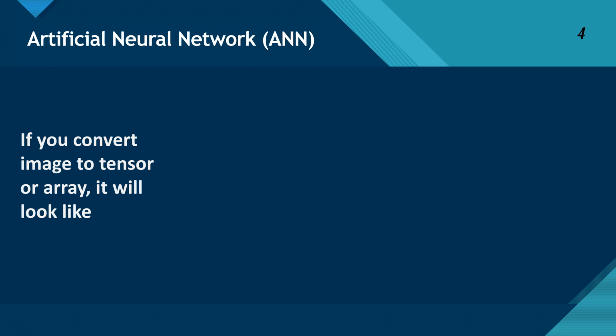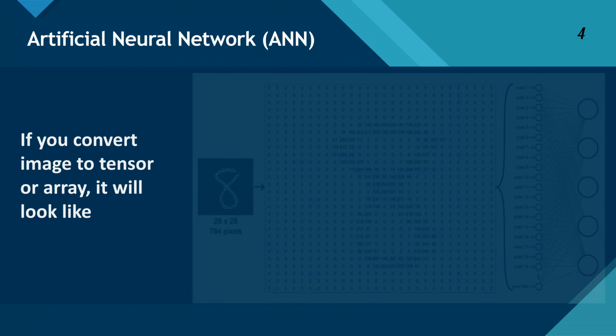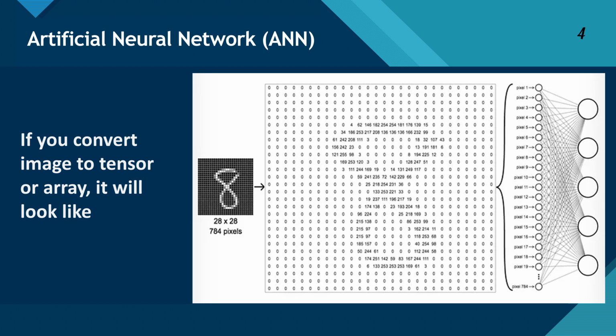Okay, now if we convert the image to an array, it'll look like this. Since ANNs work in one dimension, but our input data is in two dimensions, we need to convert the image. These values serve as inputs for the ANN model.